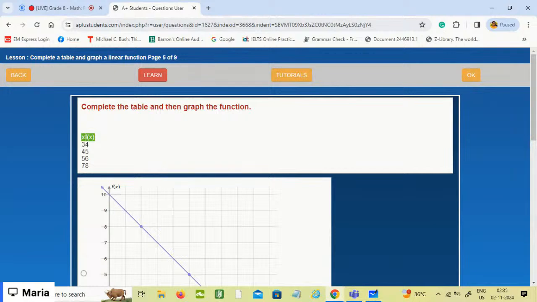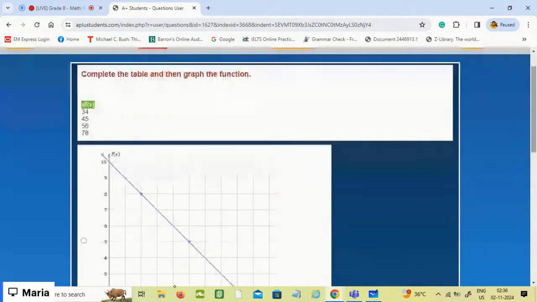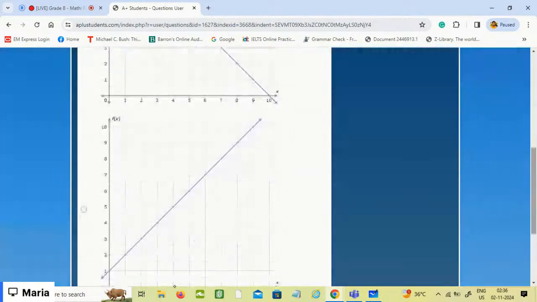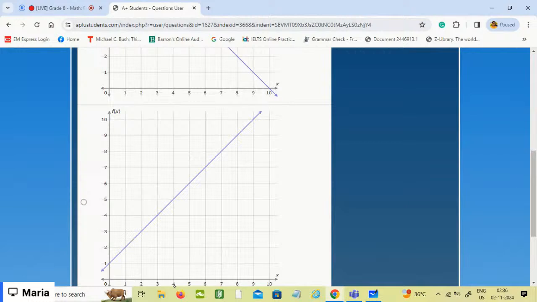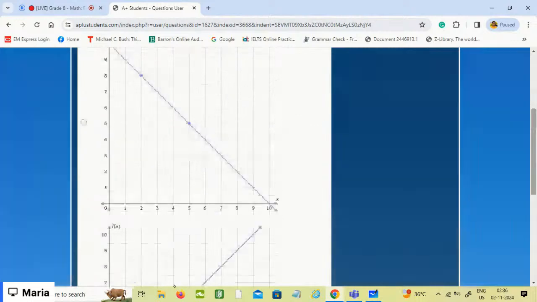Complete the table and then graph the function. 3, 4, 4, 5, 5, 6, and 6, 7. Option number 2 is the correct option.